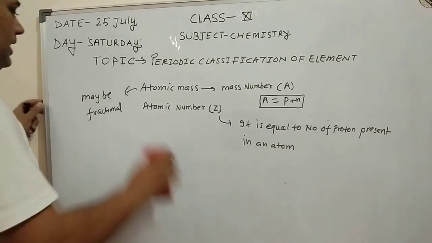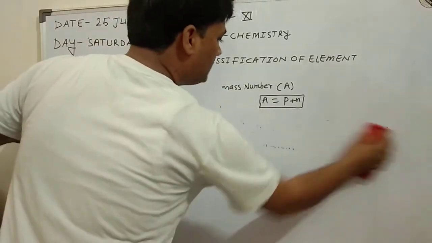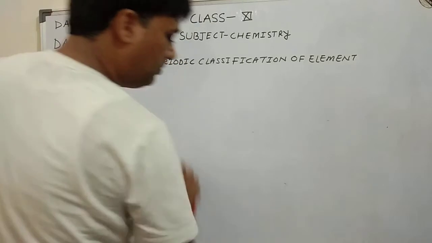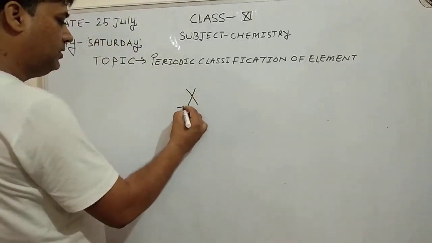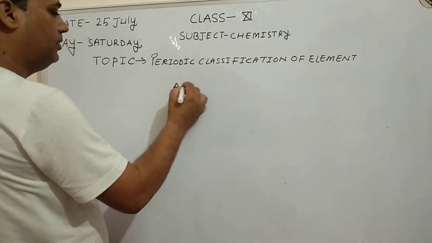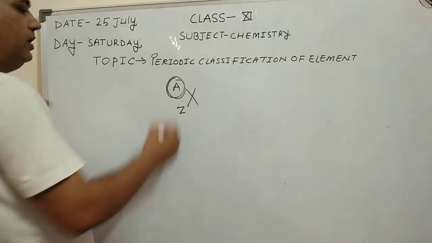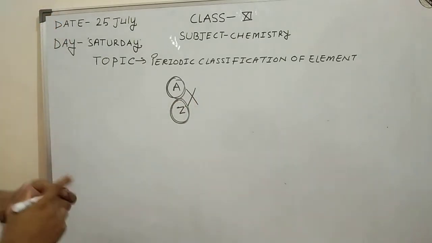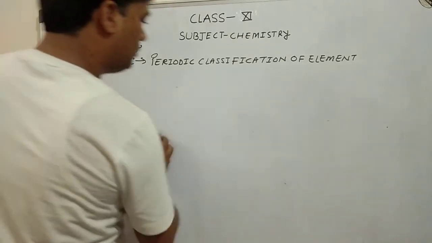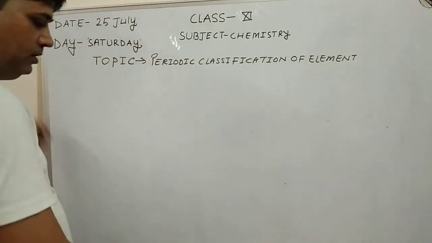Okay. With the help of atomic mass and atomic number, we can write the symbol of a particular element, an atom of an element. For example, this is Z and this is A. A represents mass number or atomic mass and Z represents atomic number. So for example, I am going to discuss one question regarding this particular topic.